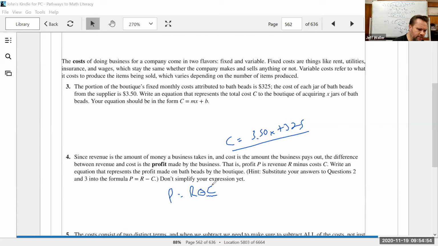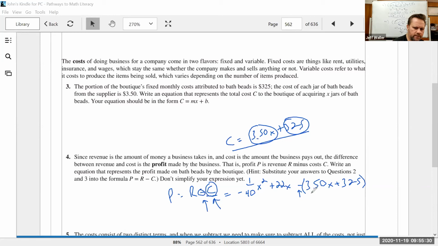So when I subtract the cost, here's the revenue: negative 1/40th x squared plus 22x minus 350x minus 325, because I've got to subtract the whole cost. I've got to subtract this and subtract that. Another way to write that would be like this: minus the cost, minus the cost. But then you would just distribute the negative and make both of these negative. So that's the point they're trying to make.